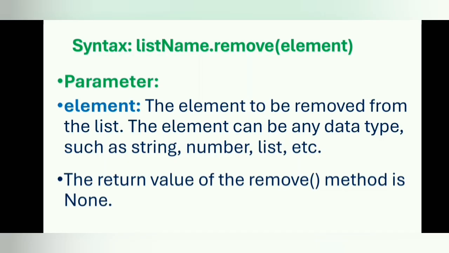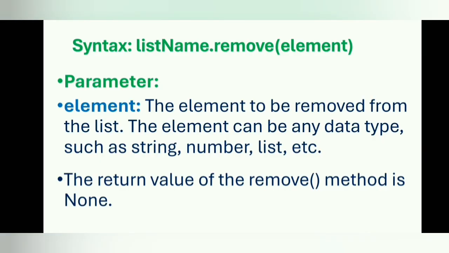Syntax: listName.remove(element). Parameter: element, the element to be removed from the list. The element can be any data type such as string, number, list, etc. The return value of the remove method is None. This parameter is mandatory. This method takes exactly one parameter. If we omit the parameter, then Python produces a TypeError.